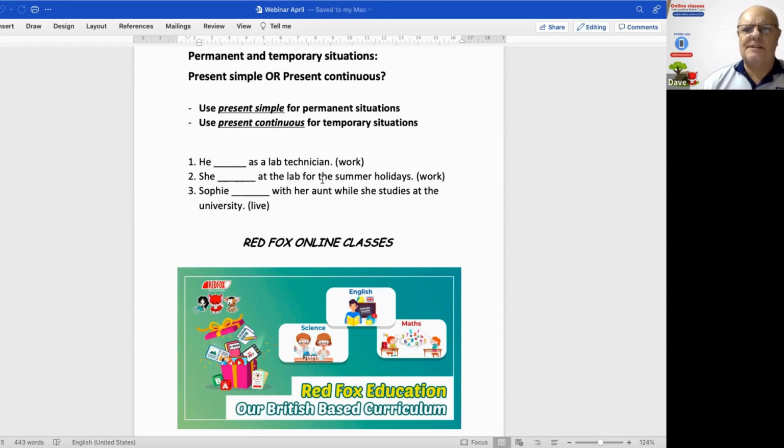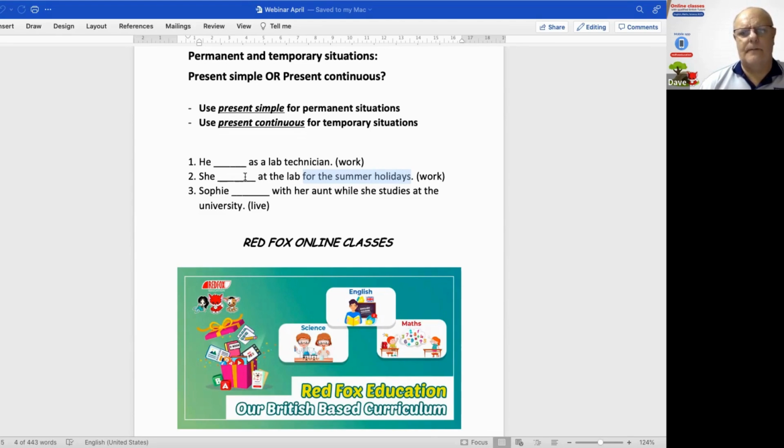Now let's contrast this one. She, then the verb work again, at the lab for the summer holidays. So when we see these words, this is now a temporary situation. It's just for the summer holidays. It's not permanent. So even though this might be a two to three month period, it's still temporary. So here we would need to use present continuous and say she is working at the lab for the summer.